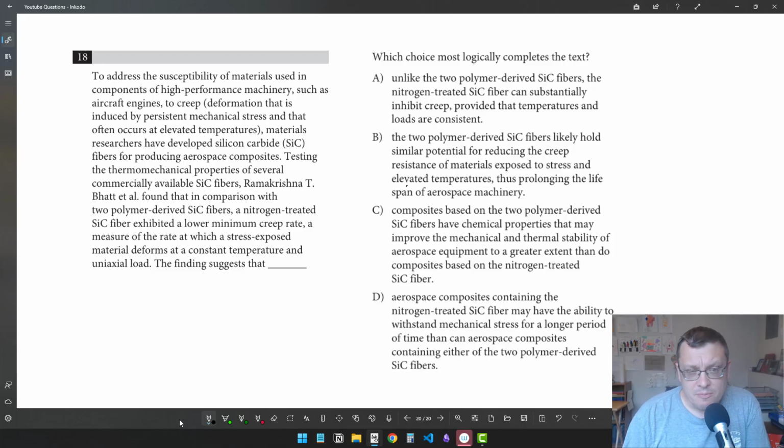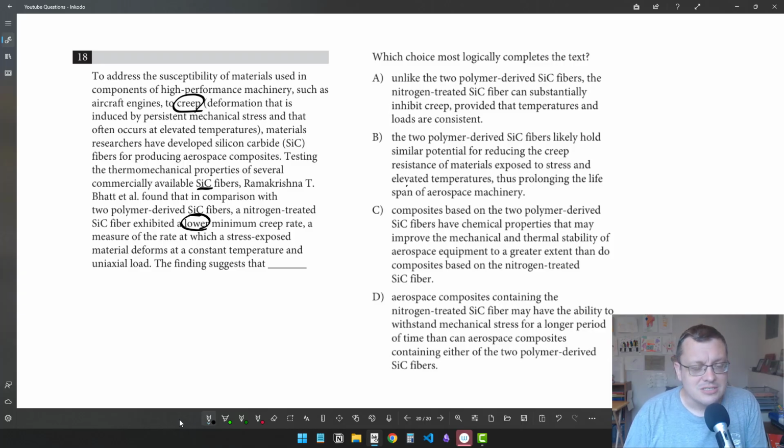So to address the susceptibility of materials used in components of high-performance machinery, such as aircraft engines, to creep, which they define as deformation that is induced by persistent mechanical stress and that often occurs at elevated temperatures, materials researchers have developed silicon carbide fibers for producing aerospace composites. Testing the thermomechanical properties of several commercially available SiC fibers, they found that in comparison with two polymer-derived SiC fibers, a nitrogen-treated SiC fiber exhibited a lower minimum creep rate, a measure of the rate at which a stress-exposed material deforms at a constant temperature and uniaxial load.